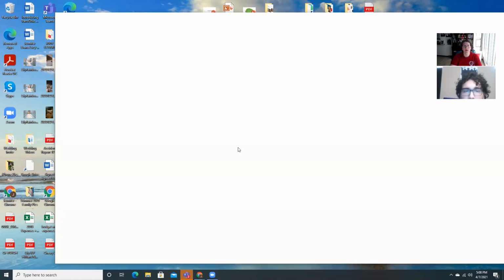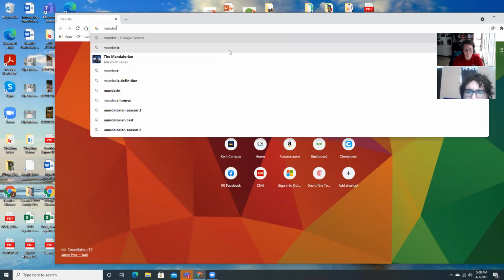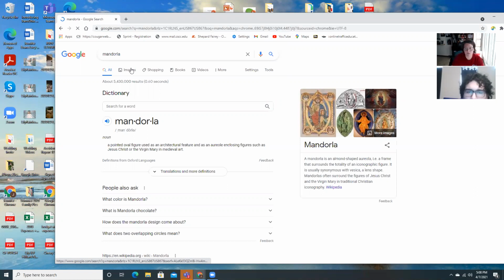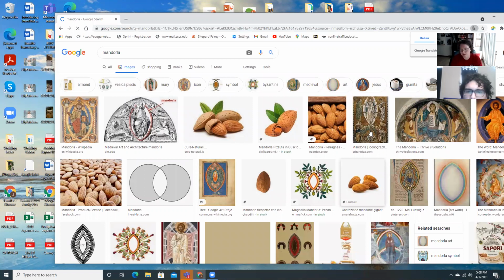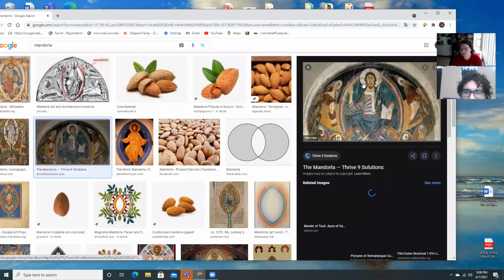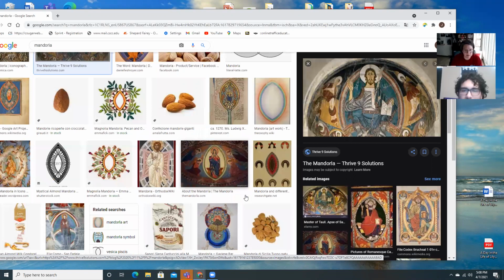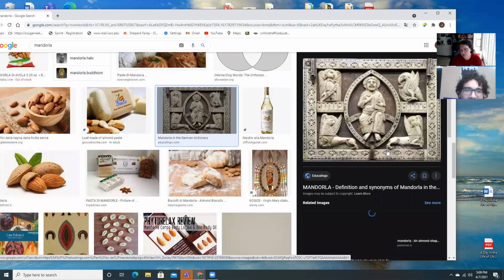Let me bring up an example of the mandorla. We see the mandorla in Romanesque art a lot too. This is a mandorla. It's that egg shape that Christ sits in in the mosaics.